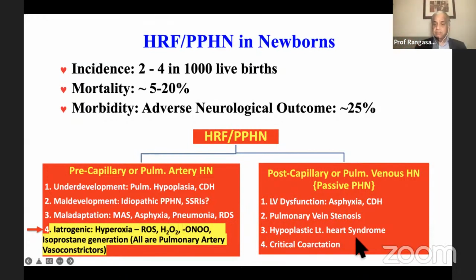Hypoplastic left heart syndrome or critical coarctation, mitral stenosis, any obstructive lesion on the left side will increase the pressure in the left atrium and pulmonary veins, and produce pulmonary venous congestion and pulmonary venous hypertension, or passive pulmonary hypertension. If you use vasodilators in this case, for example, if you give nitric oxide, they're going to get worse because you're going to increase more blood flow into the lung and it cannot get out through the pulmonary vein into the left side of the heart. So be very, very careful using vasodilators in babies with passive pulmonary hypertension.